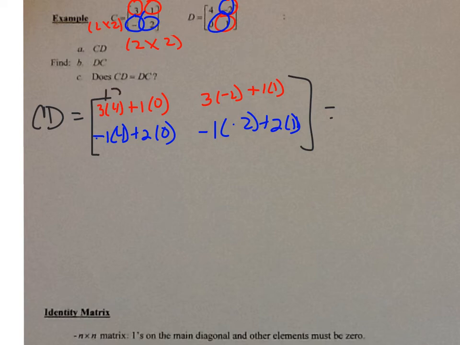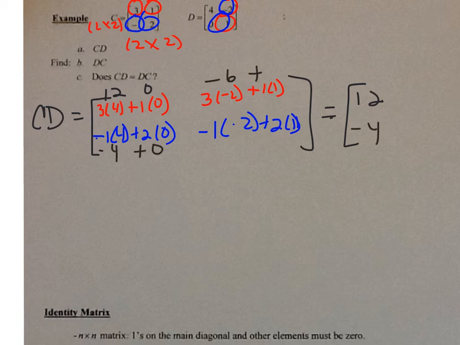Okay, so we have 12 plus 0 is 12. And then I have -4 plus 0 is -4. -6 plus 1 is -5. And I have 2 plus 2 is 4. So that would be my matrix.